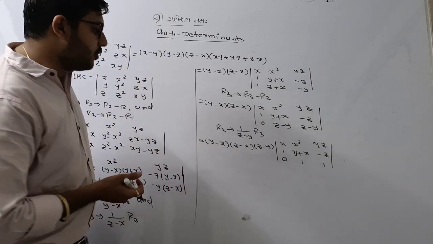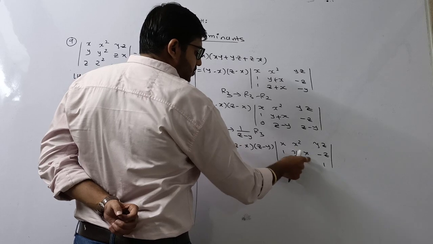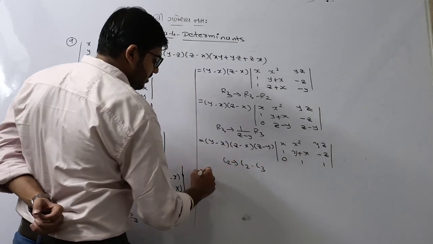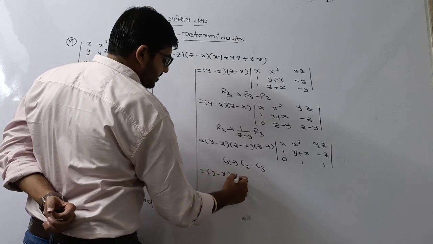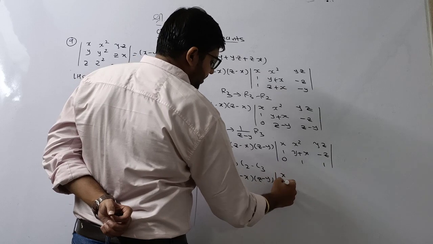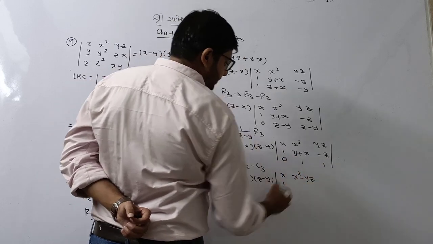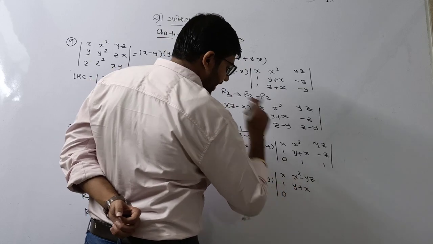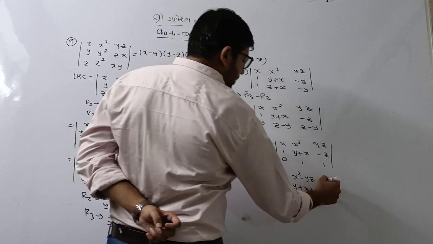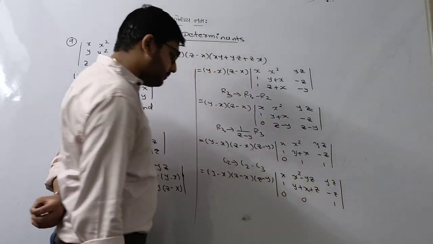Okay, so what we'll do, let us do an operation between these two columns to get 0 over here. So now C2 will become C2 minus C3. So it is y minus x, z minus x, z minus y. It's x 1 0, which remain as they are. It's x square minus yz. It's y plus x plus z. Here 0, and it is yz minus z and 1.